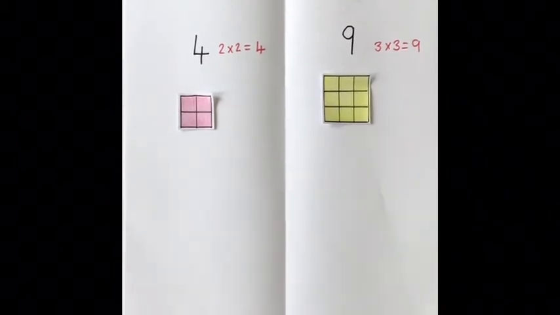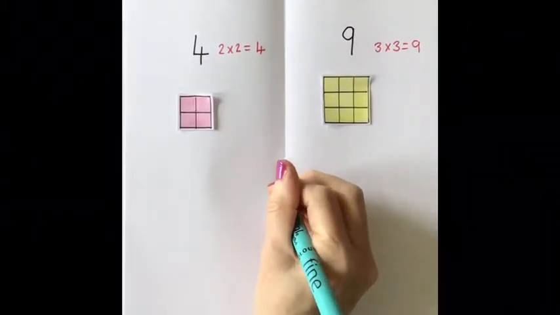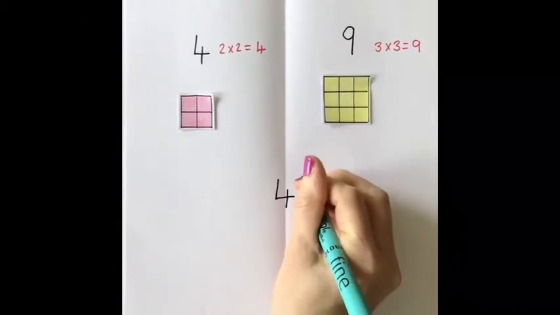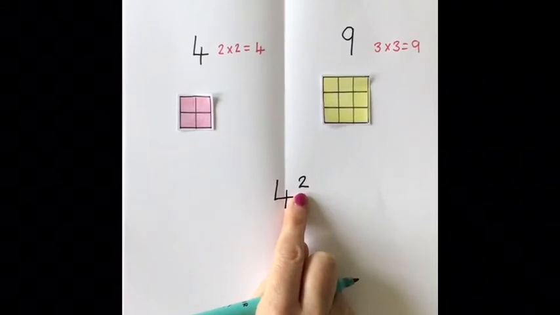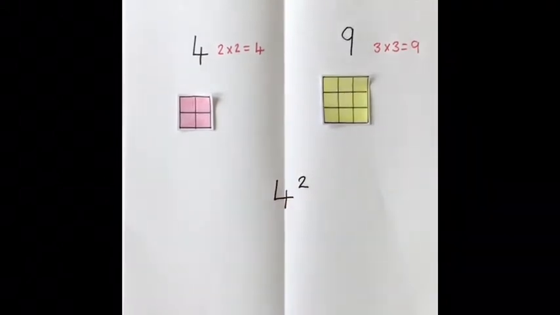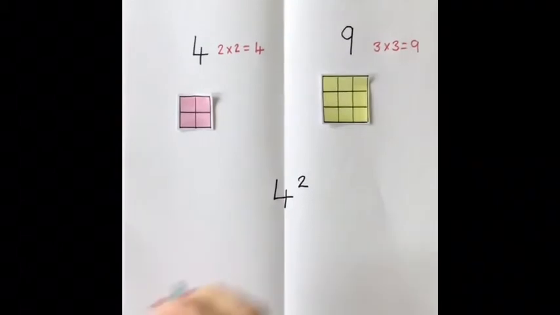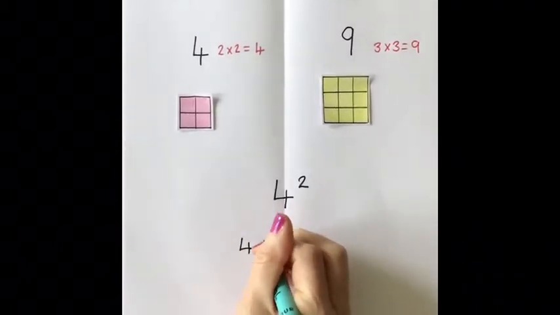In your arithmetic, you're quite often asked to square a number, like this. It's got a small 2. That means to the power of 2. To put it simply, it means that you multiply 4 by itself. So you do 4 times 4.